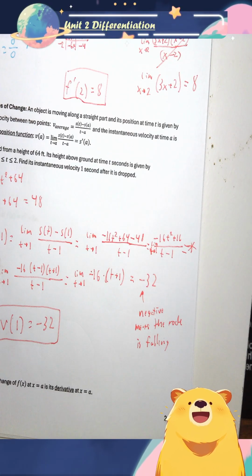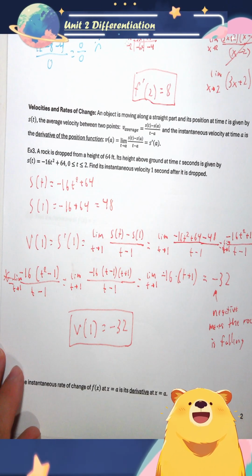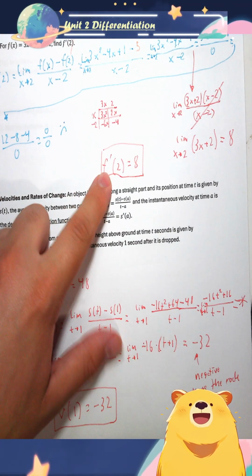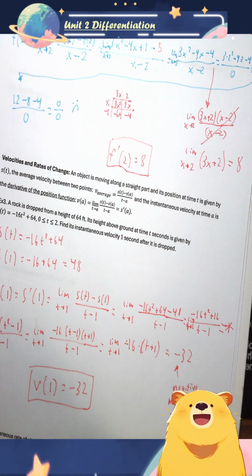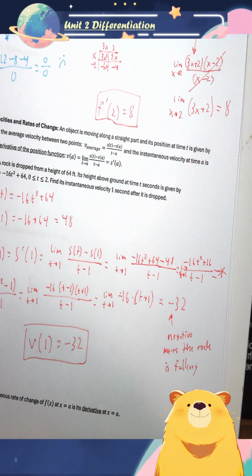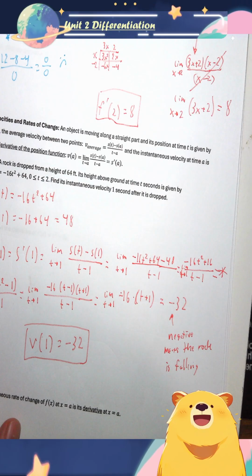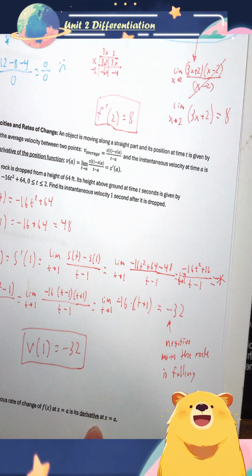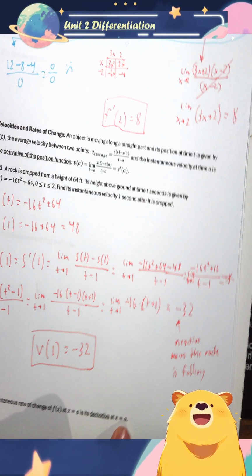A different notation, because we literally did not, just a second ago, we were worried about using this prime notation, but in the context of this application problem, we have to address it like this. Okay? So in conclusion, the instantaneous rate of change of a function at x equals a is the derivative at x is equal to a. Okay?